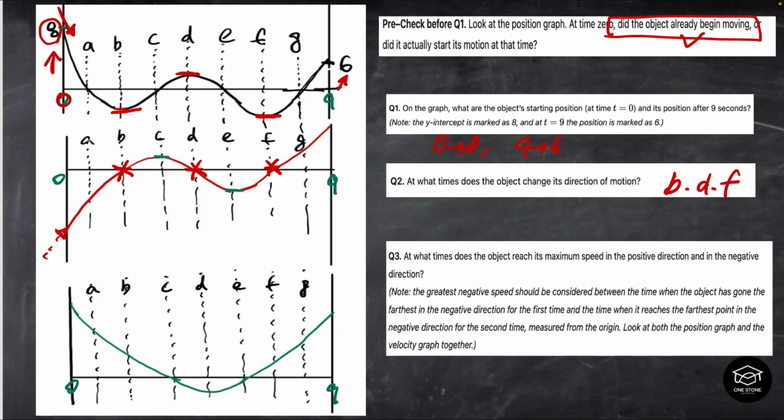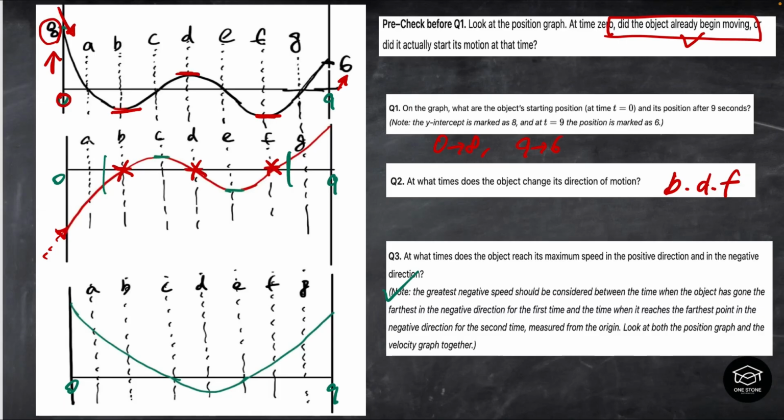Question 3. At what times does the object reach its maximum speed in the positive direction and in the negative direction? Note: the greatest negative speed should be considered between the time when the object has gone the farthest in the negative direction for the first time and the time when it reaches the farthest point in the negative direction for the second time, measured from the origin. Look at both the position graph and the velocity graph together.